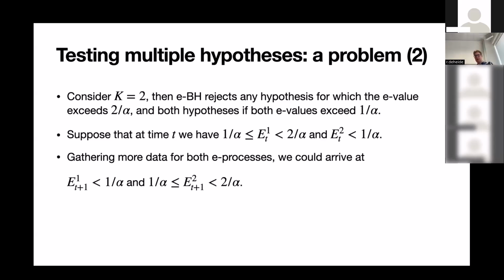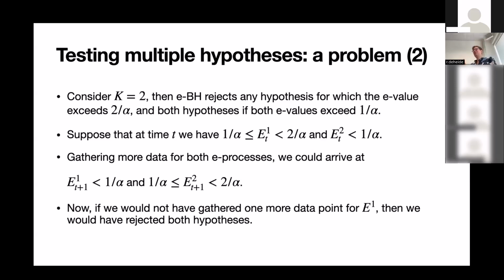And now we have that E1 at t plus 1 is smaller than 1 over alpha, and E2 at t plus 1 is between 1 over alpha and 2 over alpha. So again, we don't reject anything, because it's not the case that either of them is larger than 2 over alpha, and it's not the case that both of them are larger than 1 over alpha. But if we had not gathered a data point for E1, then we would have rejected both hypotheses, because at time point t, E1 was larger than 1 over alpha, and at time point t plus 1, E2 is larger than 1 over alpha.